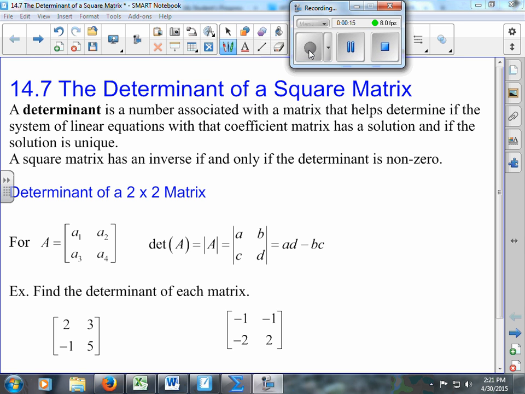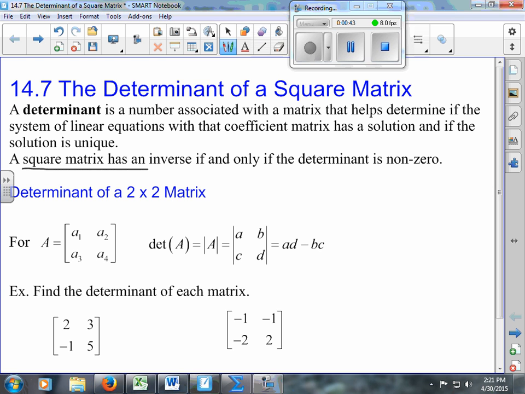Here we have the definition of the determinant. It's sort of not a formal definition, but it is a number associated with a matrix. And this number is important because it helps you determine the types of solutions that a system of equations with that leading coefficient matrix would have, whether or not that solution is unique, and whether or not the square matrix will have a determinant.